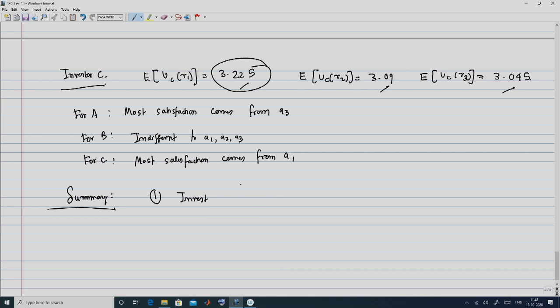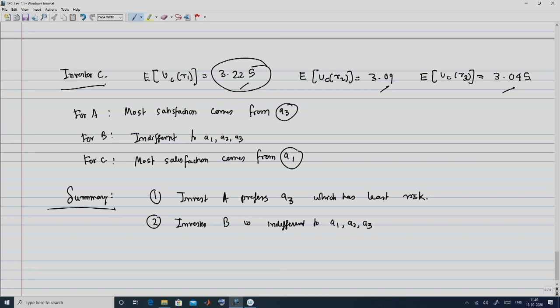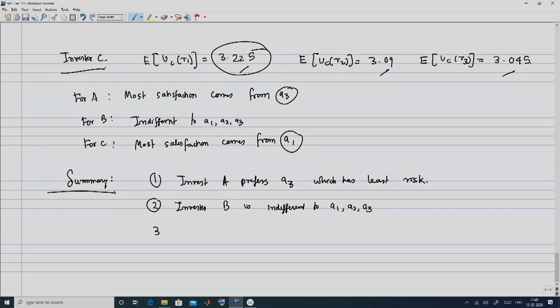So, in summary, now remember that investment A1 had the highest risk, A2 had the second highest, and A3 had the least. So, investor A prefers A3, which has least risk, and this is consistent with our earlier statement that investor A is risk averse. Investor B is indifferent to A1, A2, A3. Again, this is consistent with the utility function for risk neutral.